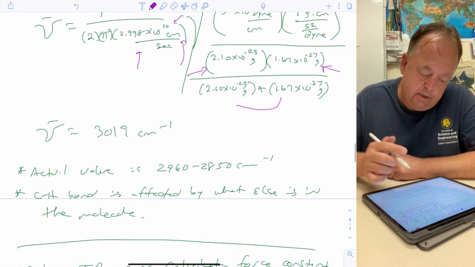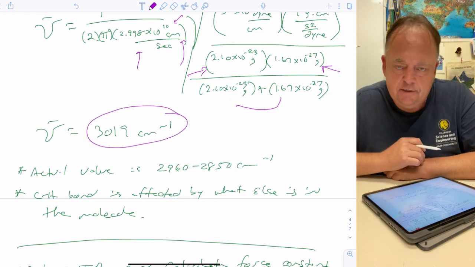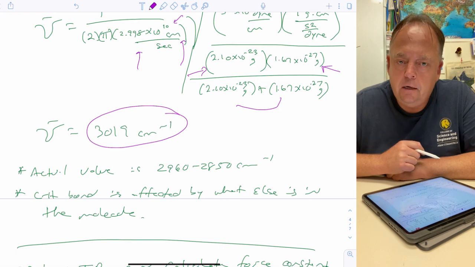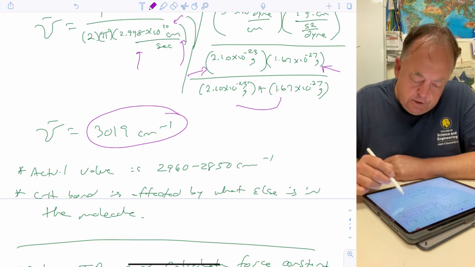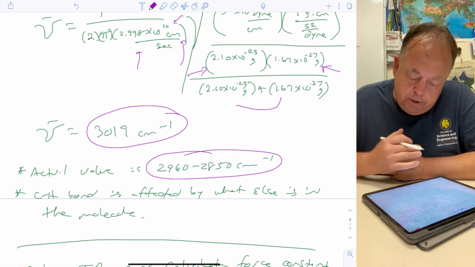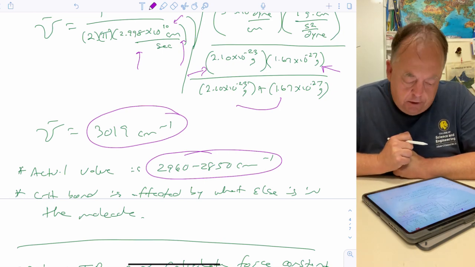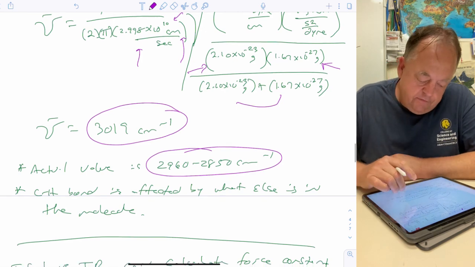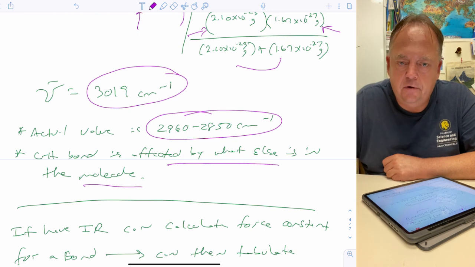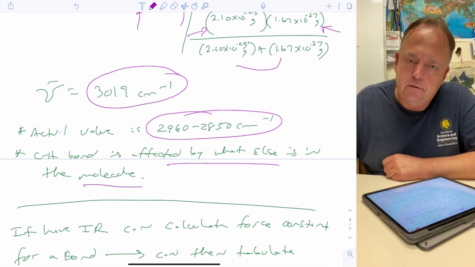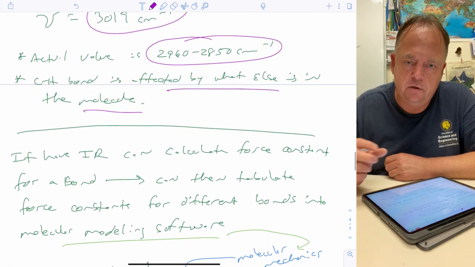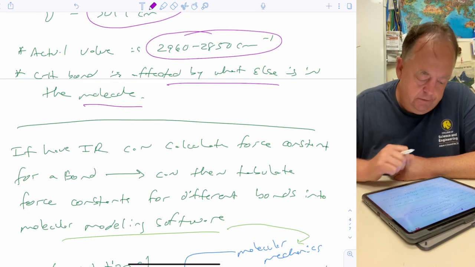If you do that calculation, you should get 3019 inverse centimeters, which is where the CH stretch should occur in an IR spectrum. The actual value is around 2850 to 2960 inverse centimeters. What's important to recognize, of course, is that the CH bond is going to be affected by whatever else is in the molecule. What's on the adjacent carbons, or whatever it's close to in space, is going to have some influence over the strength of a bond.